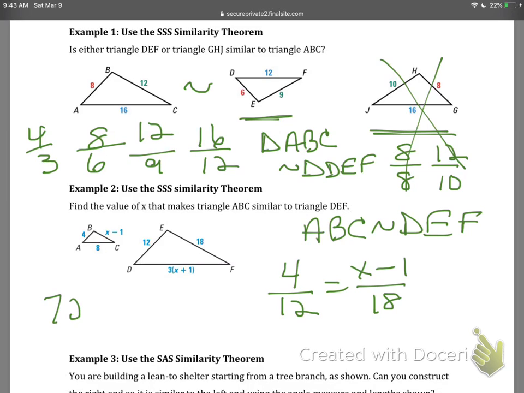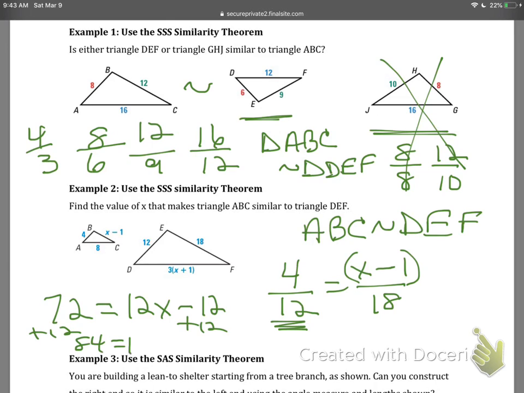So 72 equals, now very carefully, 12x minus 12. Be careful: 12 is being multiplied by both the x and the 1. So add 12, I get 84 equals 12x, and take 84 and divide by 12, and you should be getting x equals 7. So the answer is x equals 7. There's no need to try to solve for the other one because it's all going to work out the same. So x is 7 is our answer.